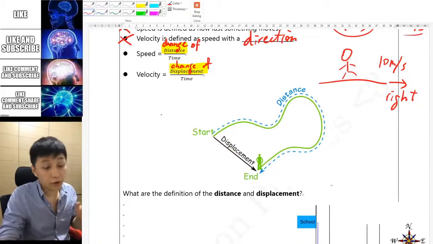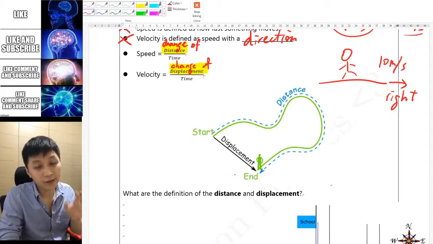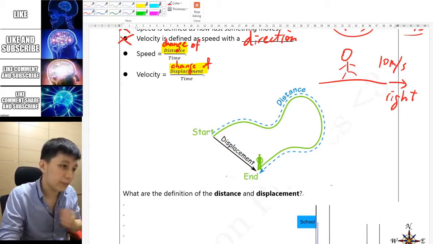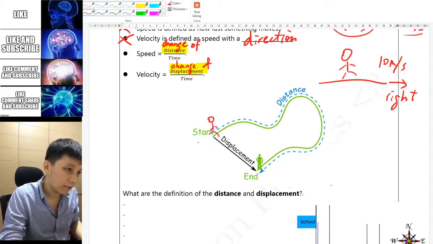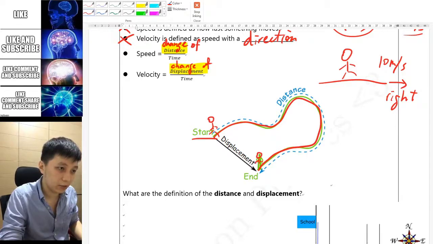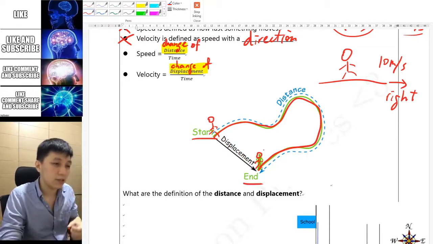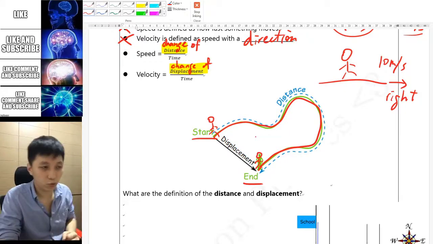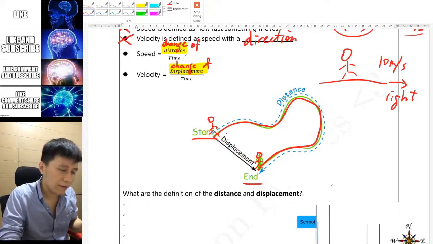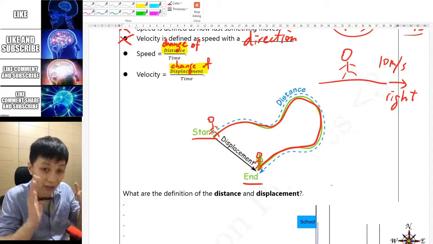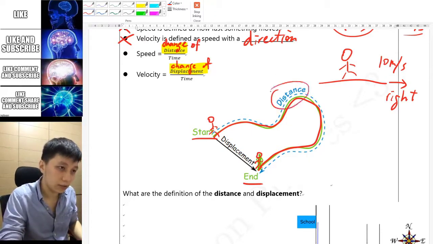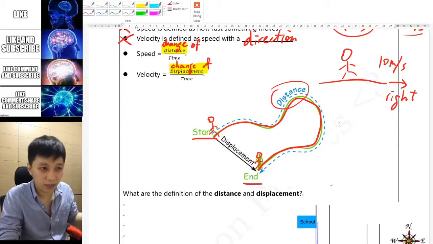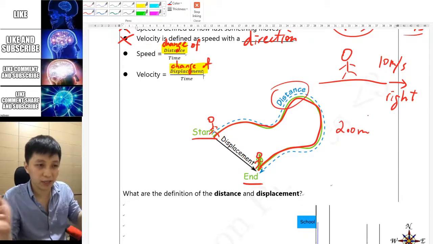So this picture already illustrates the idea of distance and displacement. Let me explain. Imagine you start walking from here. So this is the starting point, and you walk along this green path all the way until the so-called ending point. You just choose randomly within a time that you walk. So the path that you walk and the length itself is called the distance. So this may be, let's say, 200 meters. I just make it up.